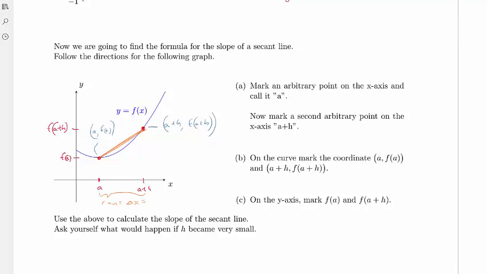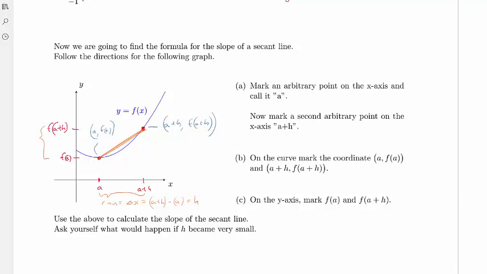And note what this equals. This is A plus H minus A, right? The second one minus the first one. And when you evaluate that, you simply get H. Good. All right. So now let's take a look over here.